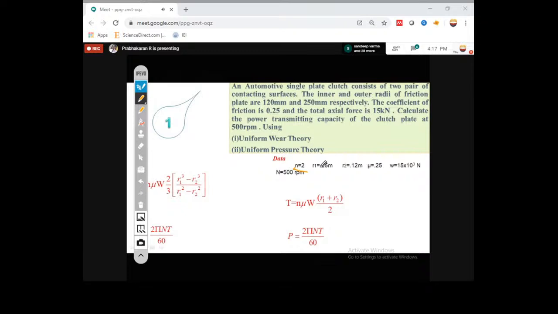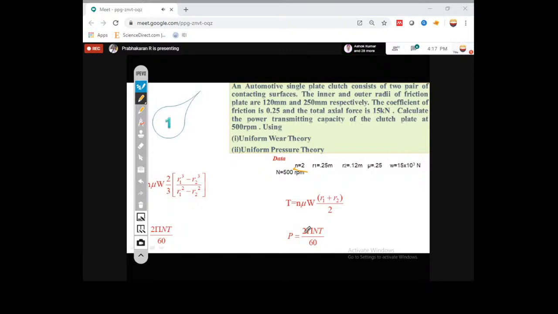I have taken 120 and 250 mm. Here I have converted mm into meters. So R2, inner, is 0.12, and R1 is 0.25. The coefficient of friction mu equals 0.25. Axial force W equals 15 into 10 power 3 Newton. Here we have to calculate the power transmitting capacity.